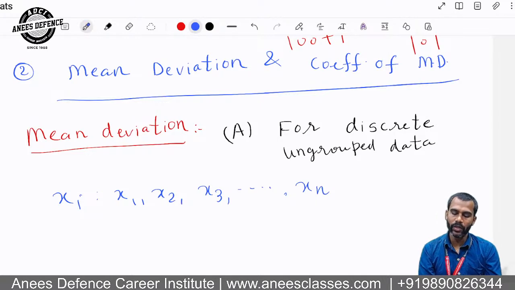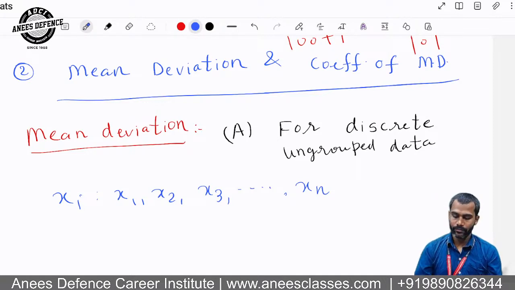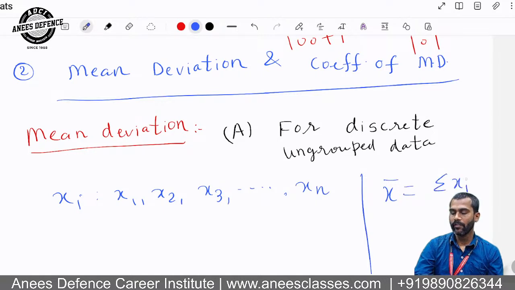Now let me tell you what is mean deviation. Let me write the formula first, and then I'll explain the formula. You'll understand what is mean deviation. So first of all, you need to find out mean. What is x bar? Summation xi divided by n. This is x bar. First of all, you need to find out mean, and you need to find out the deviation of all the observations from mean.